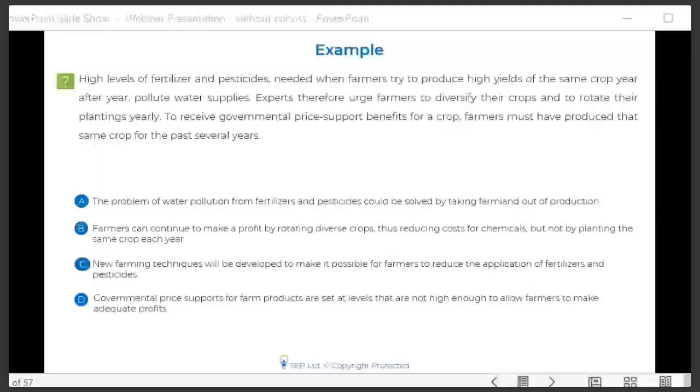Now what we have here is the class is divided equally over choice B and choice D. So 50% of you have chosen choice B and 50% of you have chosen choice D. Before I tell you what the correct answer is, I will quickly analyze the passage for you. I'll show you how you should analyze the passage properly before you move on to the pre-thinking. So here goes the analysis of the passage.